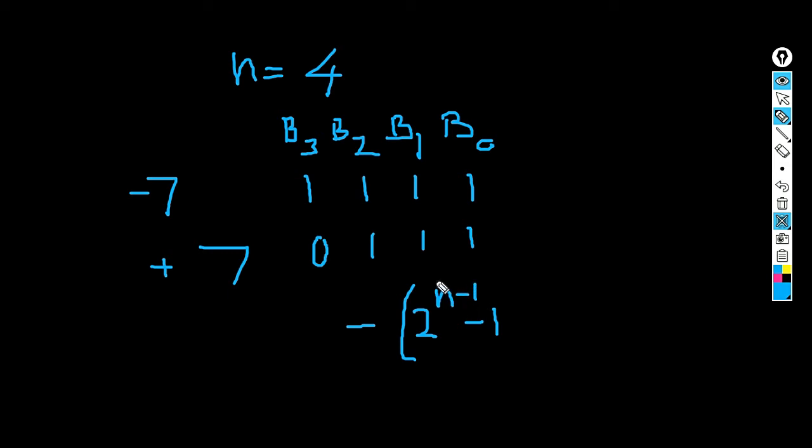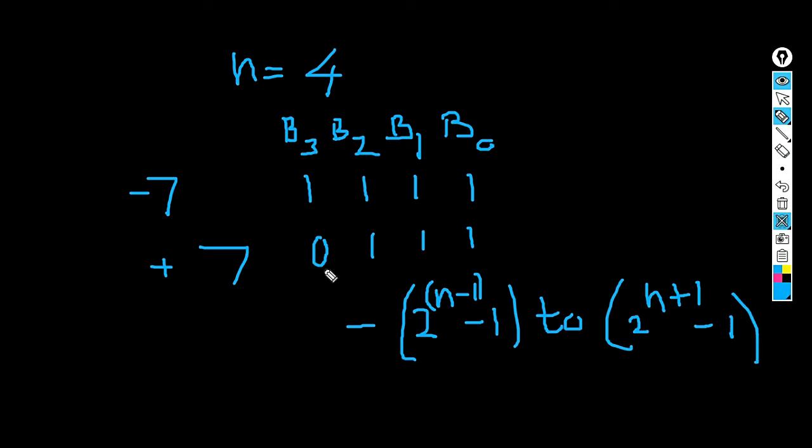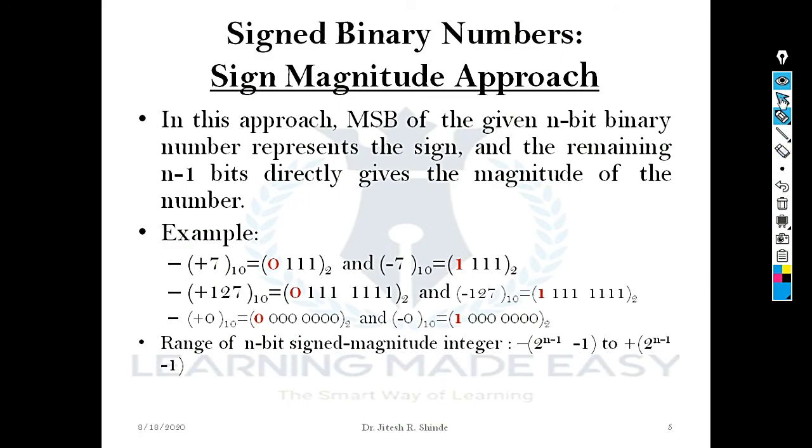2 to the power n minus 1, so minus 1. The range is 2 to the power n minus 1, minus 1. This will be the range. Thus the generalized formula to represent the range of a signed binary number using the sign magnitude approach is minus 2 to the power n minus 1 minus 1, to the positive side, plus 2 to the power n minus 1 minus 1. The same has been written here. It will be more clear from this table as well.